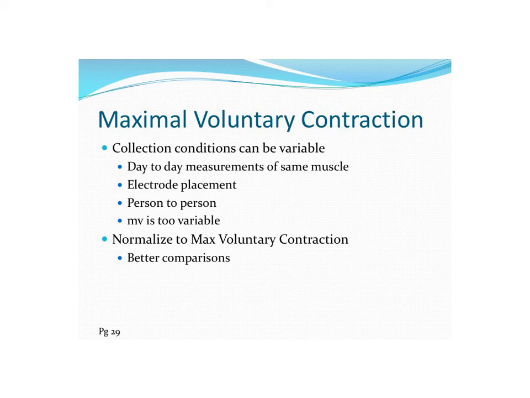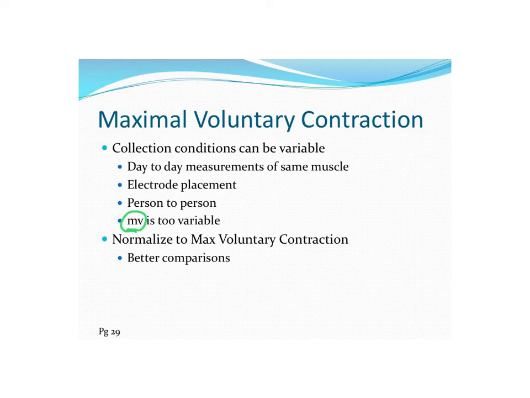So, collection conditions can be variable day to day. Even day-to-day measurements of the same muscle in the same lab can vary. Electrode placement can vary slightly. Person to person, obviously muscle contraction can vary. And so the unit that comes out of the device, millivolts, is too variable. So we want to normalize it to something.